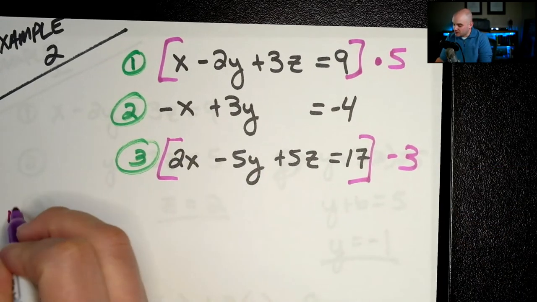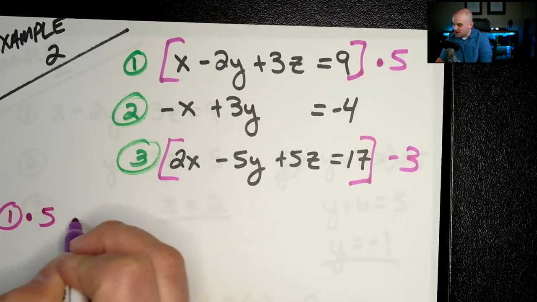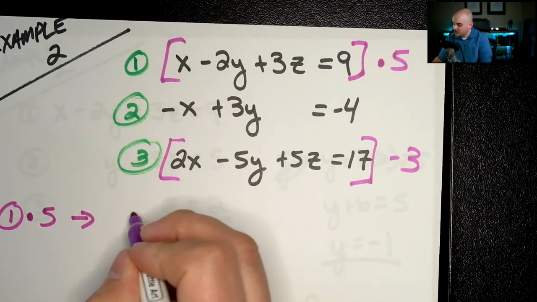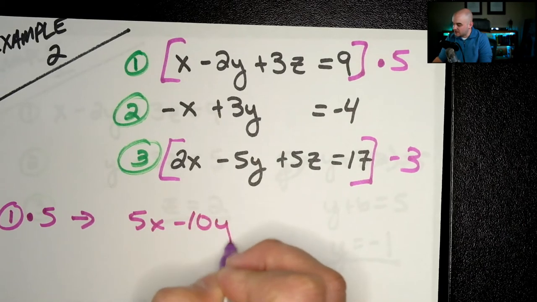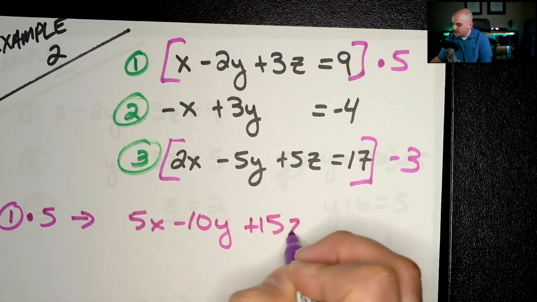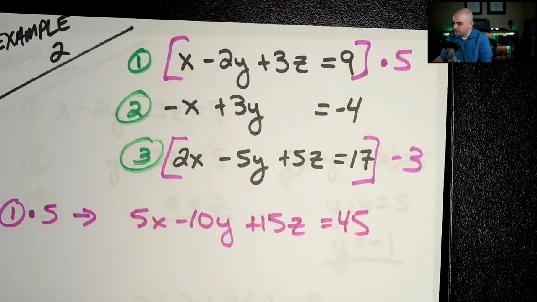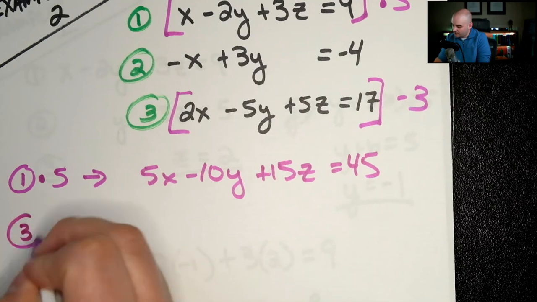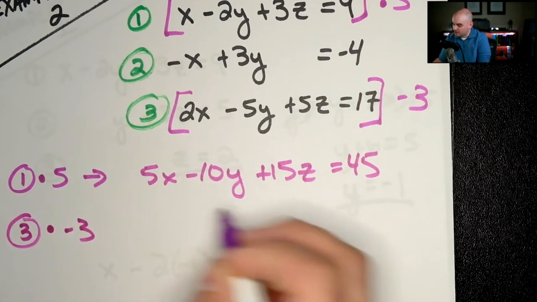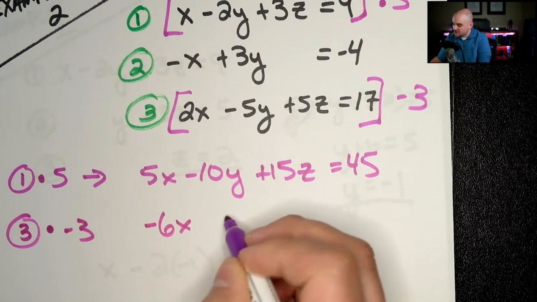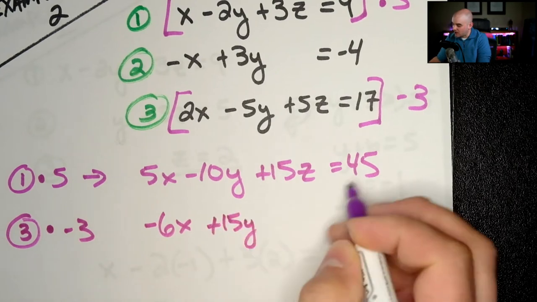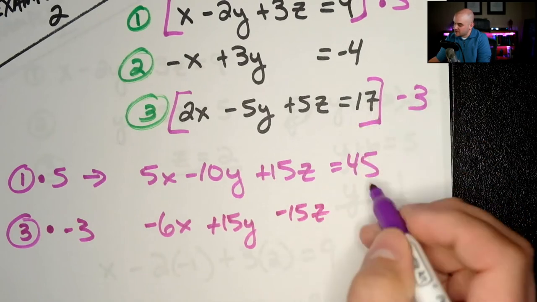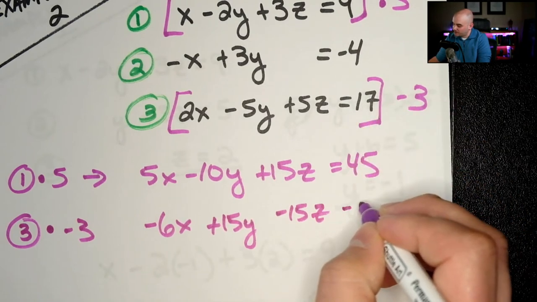So this is going to be equation 1 times 5, and that's going to equal, let's see, multiply each term by 5. You get 5x minus 10y plus 15z is equal to 45. And then I'm going to do equation 3 times a negative 3, and this gives me negative 6x plus 15y minus 15z, and then what is this, 51, minus 51.